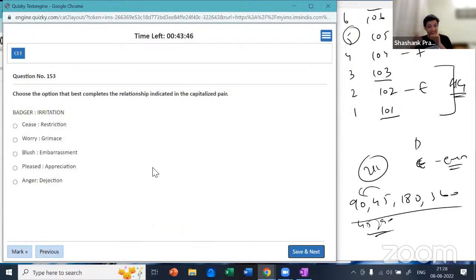A badger, irritation. So badgering someone leads to irritation. Seizing someone does not lead to restriction. Worrying someone does not lead to grimace. Blushing someone is not embarrassment. Pleasing someone leads to appreciation. Angering someone doesn't lead to dejection, we can't say that. Anger can have a lot of different responses.